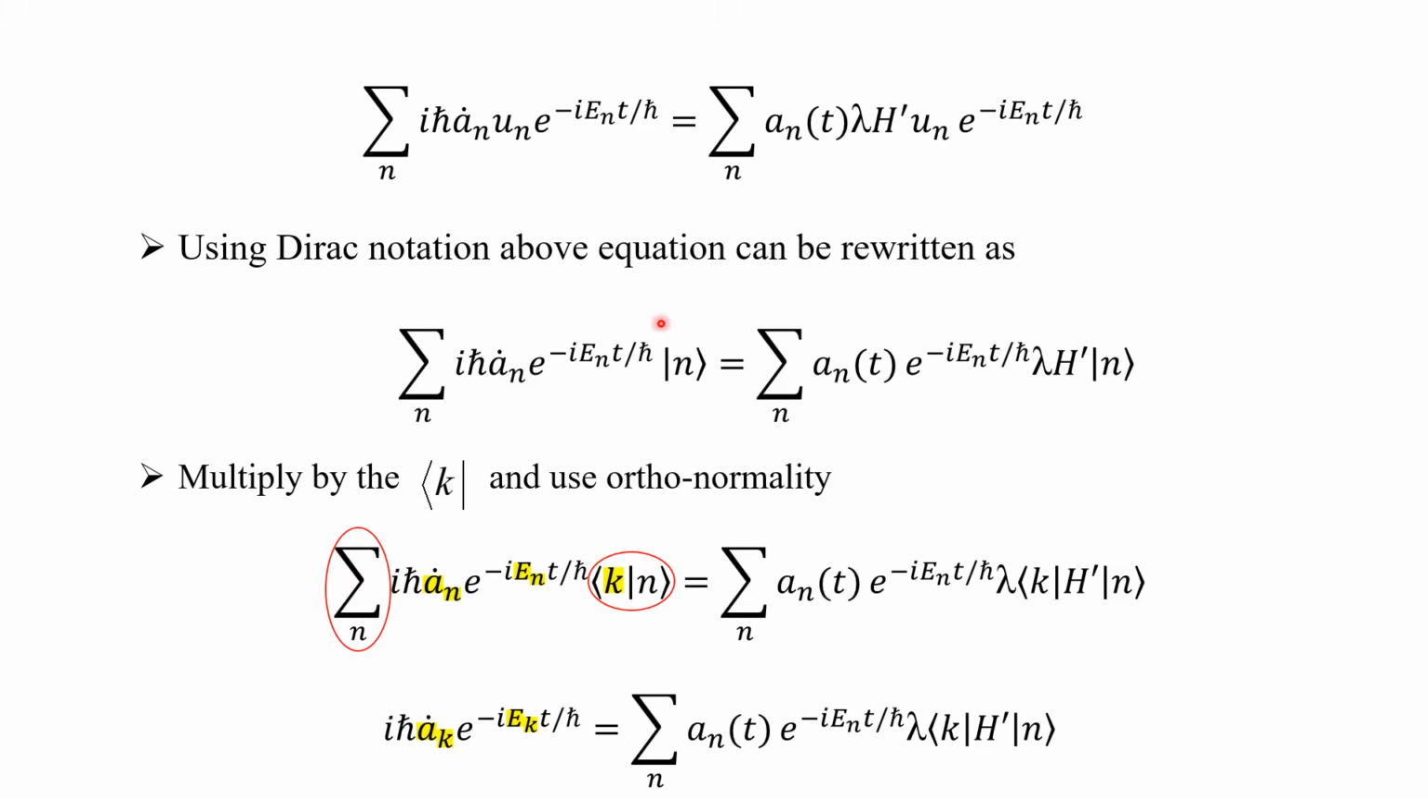Using Dirac notation, the above equation can be written with un written as ket n. Since all other terms are numbers, you can take them to the right hand side or left hand side of this ket vector. Similarly, all these are numbers.